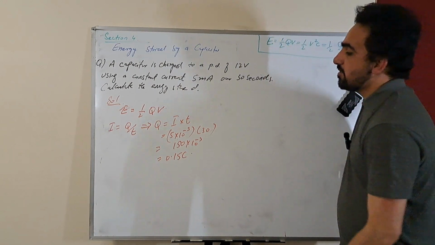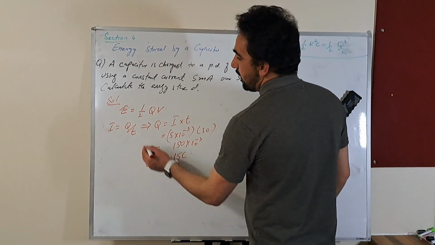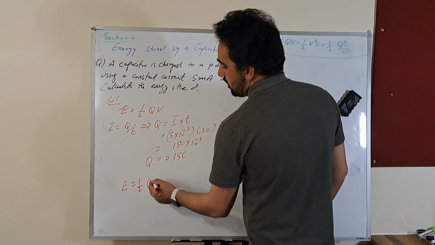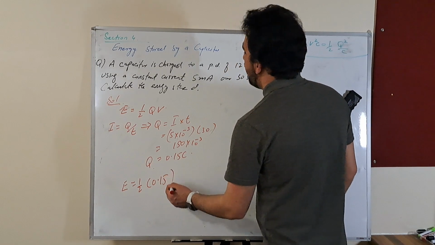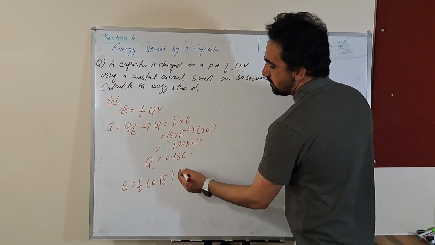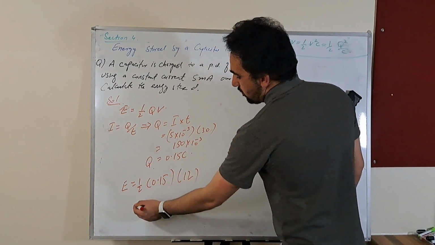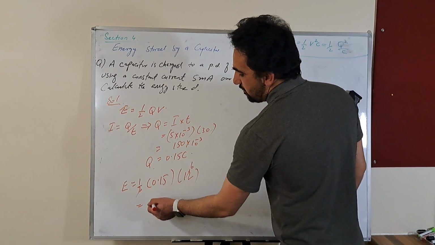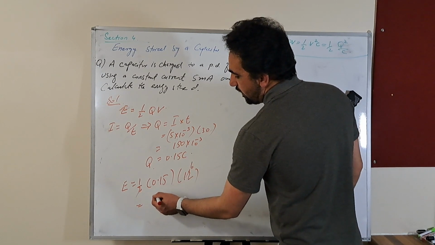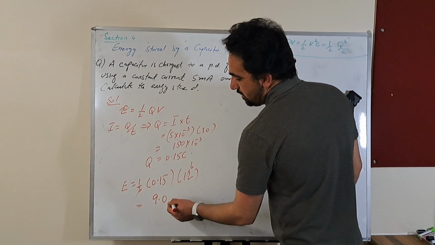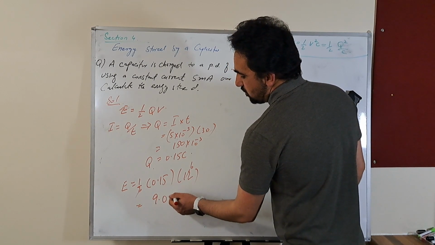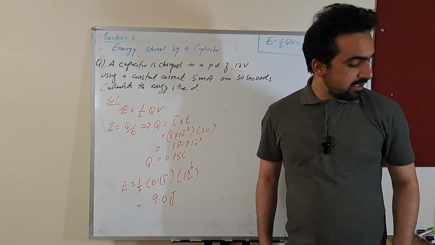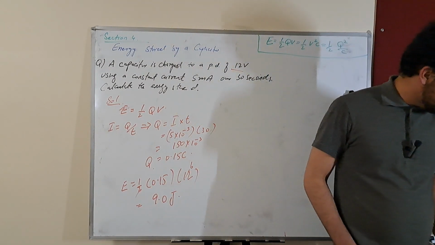Okay. So we got Q, and now energy is equal to 1 by 2 into 0.15, and what's the potential difference? It is 12. So we got 6, 2 ones are 2, 6, and 6 multiplied by 0.15 is 9.0 joule energy. Okay. So that's the amount of energy stored by a capacitor.